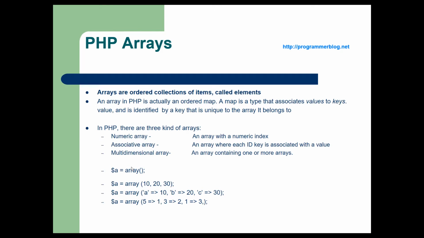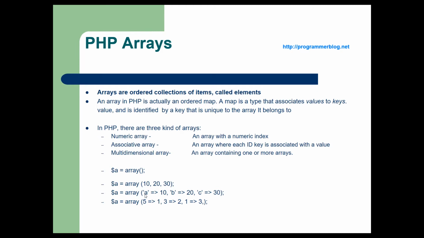An array can be created using the array function. We have $a is equal to array and these parentheses. So this will initialize $a as an array. In PHP, an array starts with the index 0. The first value 10 will have an index 0. The second value 20 will have an index 1 and 30 will have an index 2.